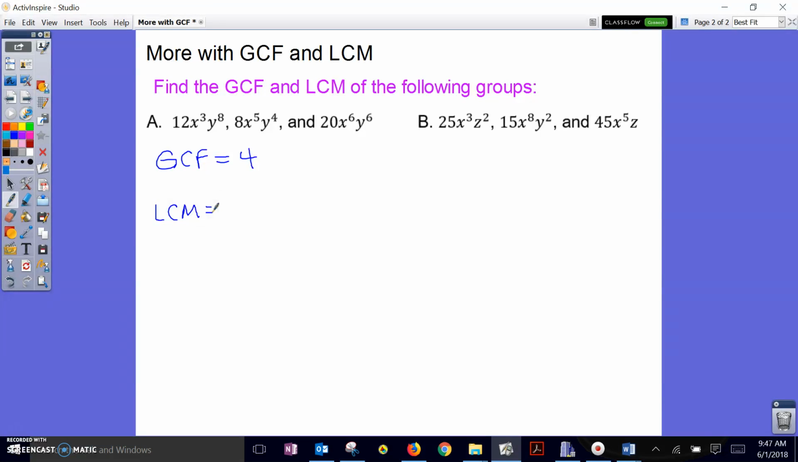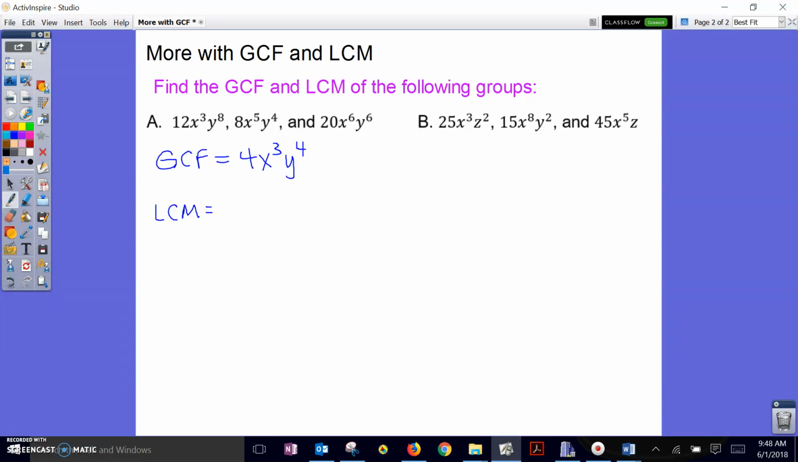And my variable portion, 4 is smaller than all the numbers. Reminds me I want the smallest power of x. Got x to the third, x to the fifth, x to the sixth. The smallest of those 3 powers is x to the third. Do the same thing with y's. Got y to the 8th, y to the 4th, y to the 6th. The smallest of those 3 powers is y to the 4th.